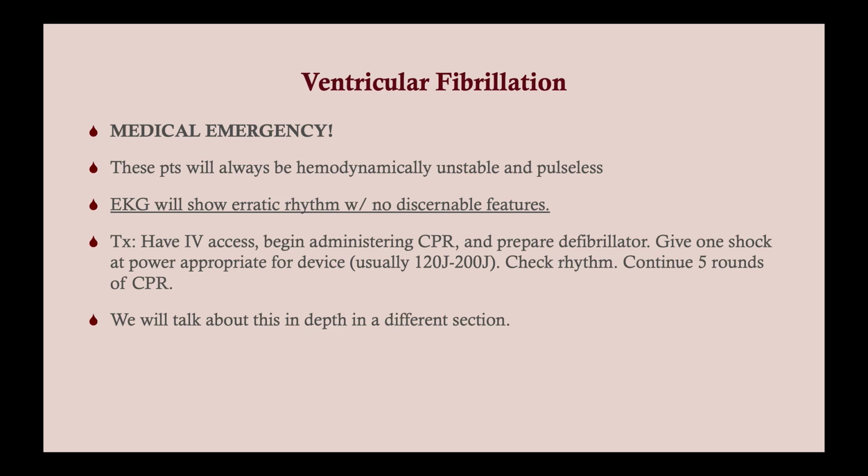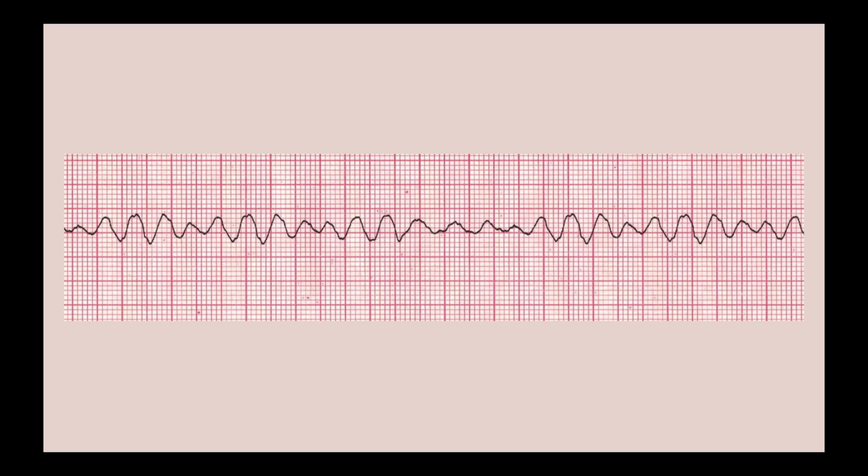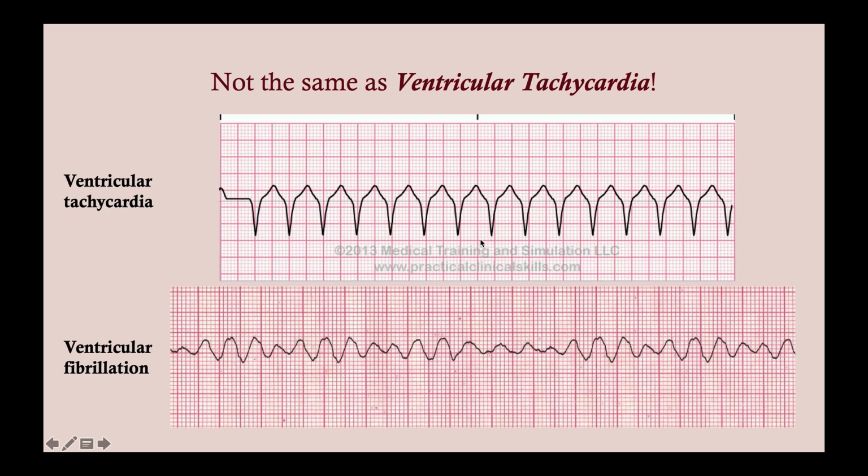All right. So here is ventricular fibrillation. You can see no coordination here. You kind of have this sort of sinusoidal wave appearance. It's definitely not asystole, but really no coordination, no discernible features.